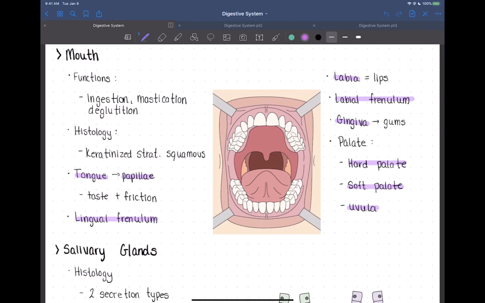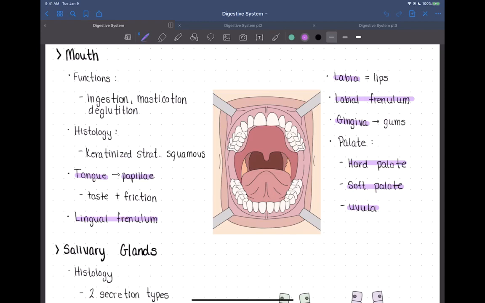Welcome everyone. So this is part 2 of the digestive system chapter. And so we are going to start now by going through each part of the digestive system in detail, talking about its anatomy and its physiology and histology where it's important. All right, so we're going to start in the mouth.